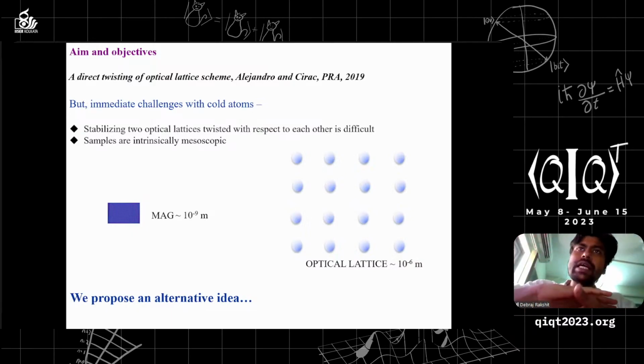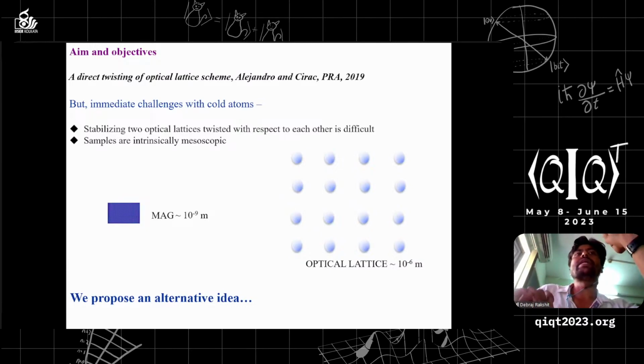So they said, okay, let's create this kind of lattice and then just play with their relative orientations. But what happens? The first thing is that it will be very difficult. This proposal got published, but the immediate problem one can identify is that stabilizing two optical lattices when you twist them with respect to each other is very difficult. So it's not very easy to stabilize them.